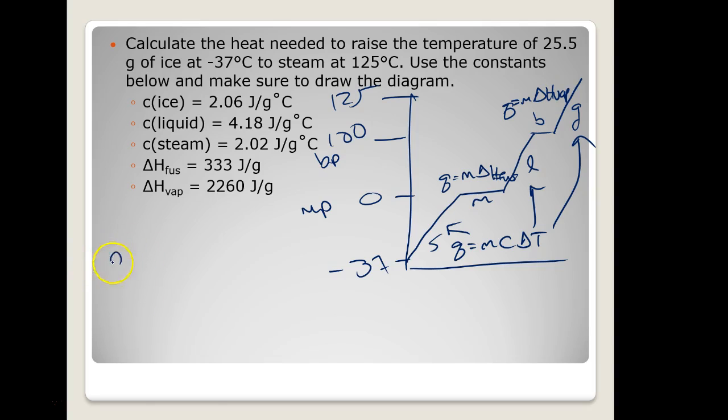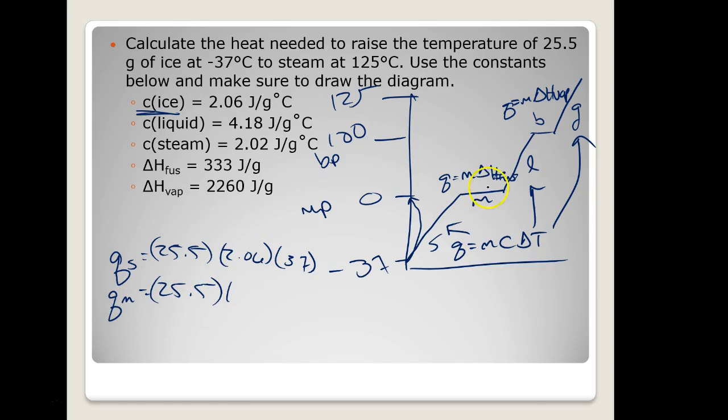I'm just going to set them up. Q for the solid is 25.5 times the specific heat of the solid, 2.06, and the temperature change of the solid is 37 to 0, 37. That's one of the nice things about water. Q for melting is 25.5 times the heat of fusion, because it's melting, 333. Q for the liquid is 25.5, and now I'm going to use the specific heat for the liquid, 4.18. And the temperature change just for the liquid is 0 to 100.